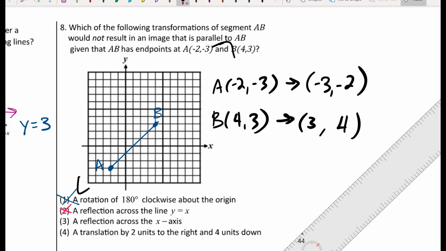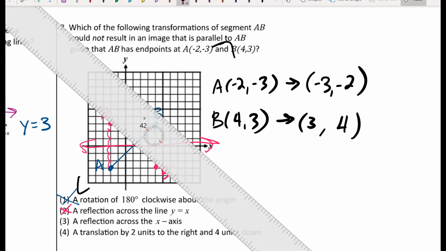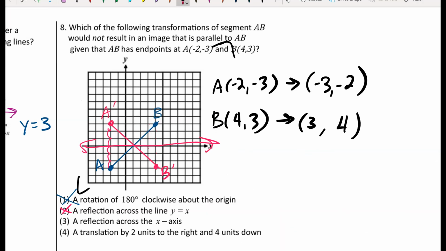Oh, but watch what happens when I reflect over the x-axis, and you should already be able to see this. If I reflect A just by counting 1, 2, 3, A prime is going to land up there. And if I reflect B, 1, 2, 3, B prime is going to be way down there. And oh my gosh, those intersect. There's no way they could be parallel. So that's going to be the one that keeps them not parallel. And remember, a translation, I could do that even without a coordinate plane. If I translate a segment anywhere, it's always going to remain parallel to the original. So just keep that in mind.